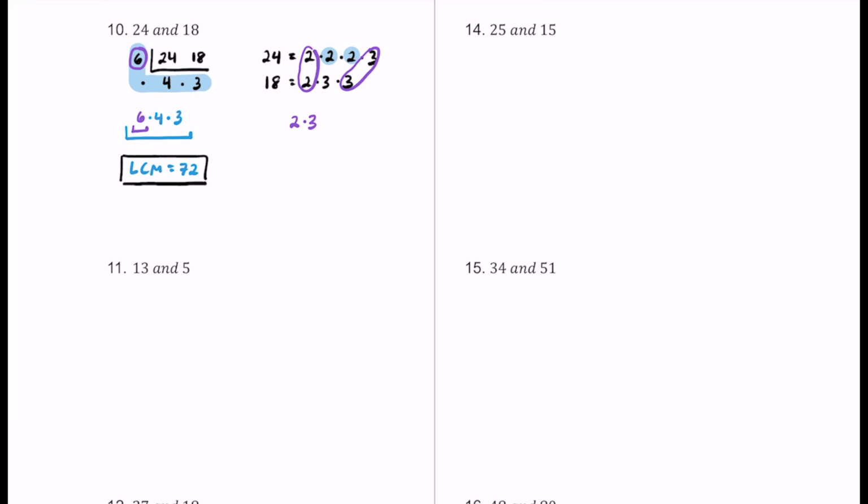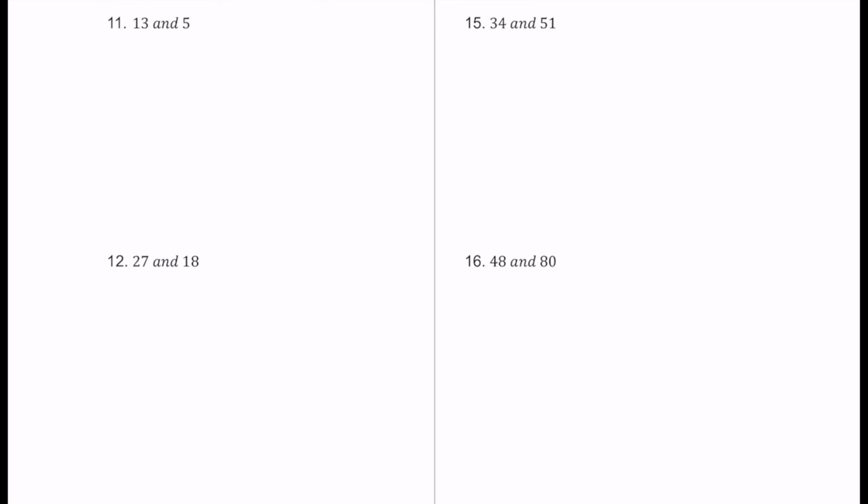And then 2, 2, and 3 are the leftover numbers. So let's multiply 2, 2, and 3. 2 times 3 is 6, times 2 is 12, times 2 is 24, times 3 is indeed 72. So that works. For number 11, we have 13 and 5.